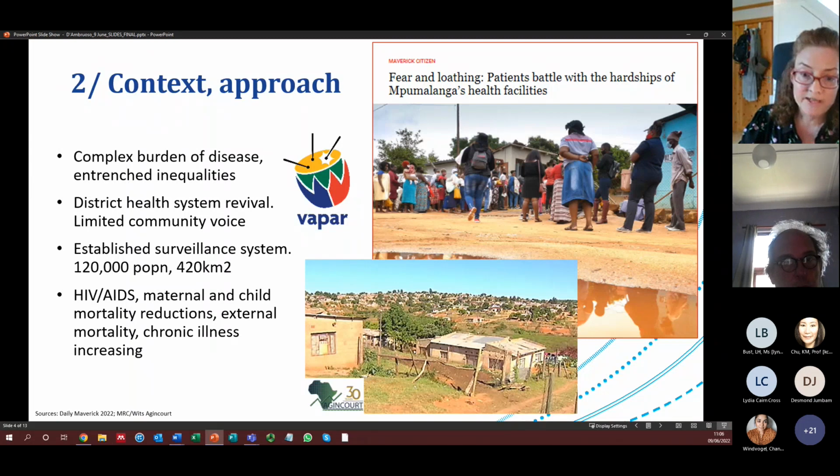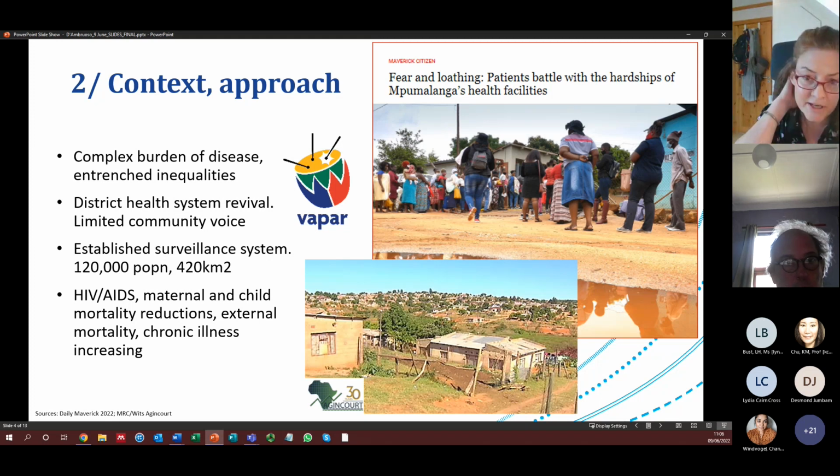The image in the top right of this slide is from Mpumalanga province, and it shows, as the Daily Maverick is reporting, the acute imbalance between supply and demand in the public health system that deals with a complex burden of infectious and non-communicable disease, maternal and child mortality, injury and violence that are disproportionately borne among Black, rural and poor population subgroups. While in the province and nationally, there's a major revival of the district health system and the bringing of services closer to people, there's a familiar contradiction. In practice, there are limited spaces for community voice and input.